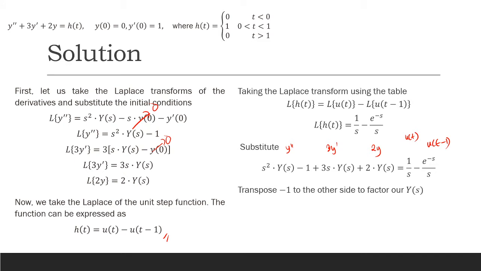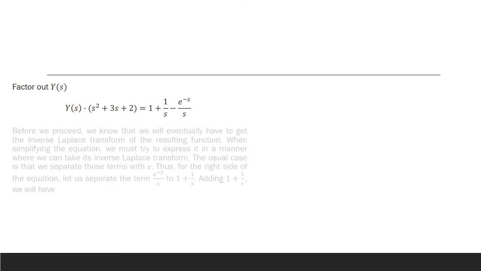Pagsama-samahin natin lahat ng terms na Y of s, transpose natin si negative 1, tapos factor out natin si Y of s dito sa mga terms na to. We will arrive at Y of s times s squared plus 3s plus 2 is equal to 1 plus 1 over s minus e raised to negative s over s.